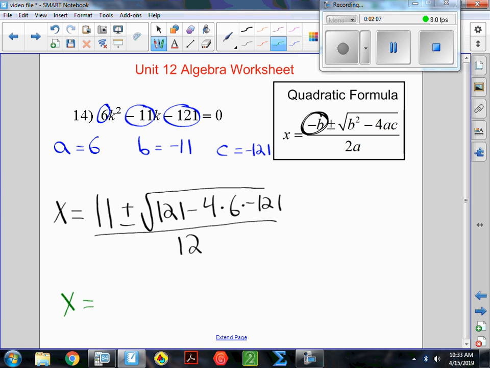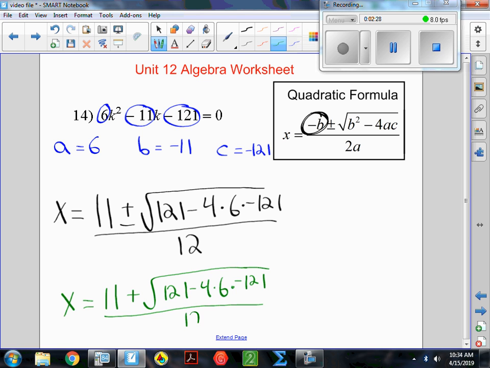If you have to switch calculators. There are calculators where you can type in the entire thing except for the plus or minus, but I'm still just going to show you one way over and over. So x equals 11 plus the square root of 121 minus 4 times 6 times negative 121 all over 12.